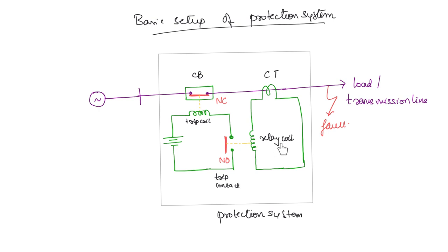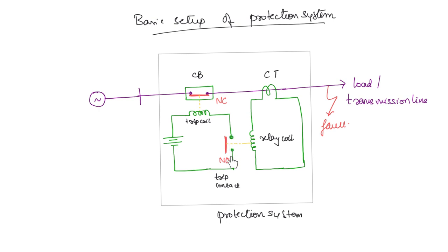Once current flows in this circuit, the relay coil will be energized, okay, and once it is energized, it will attract this contact here. This is normally open, so under normal operating conditions it will be open. When the relay coil is energized during the fault, this contact is going to be attracted towards the coil and it will now close this contact, okay.